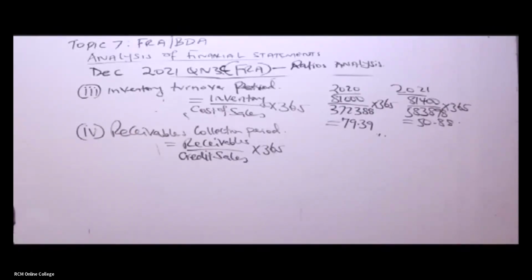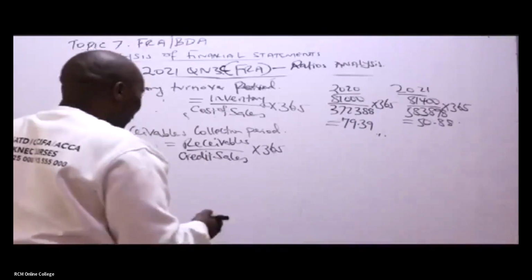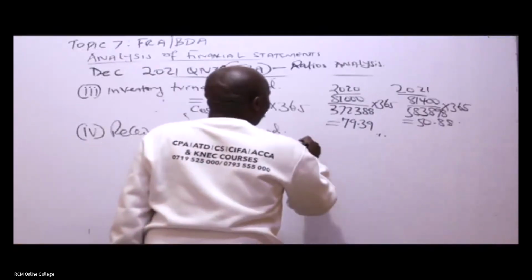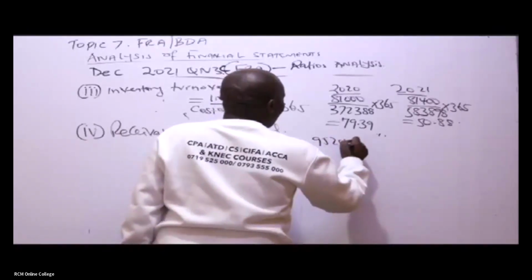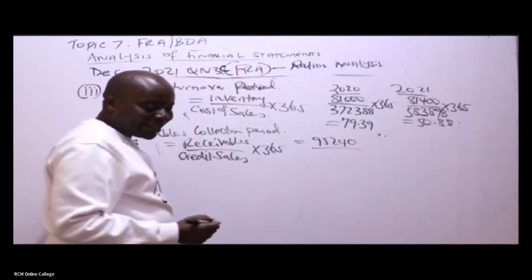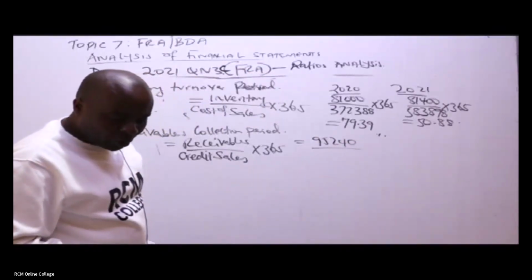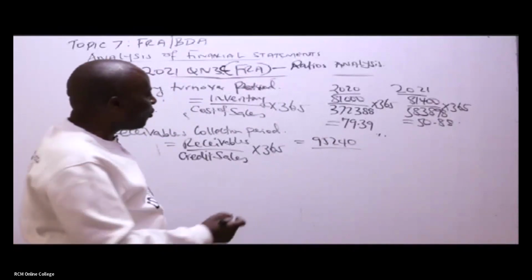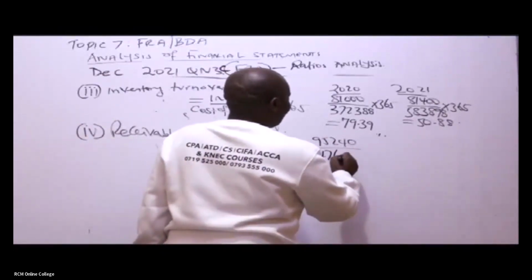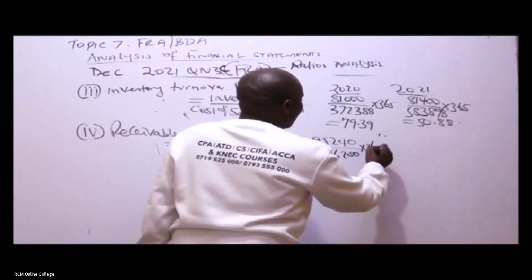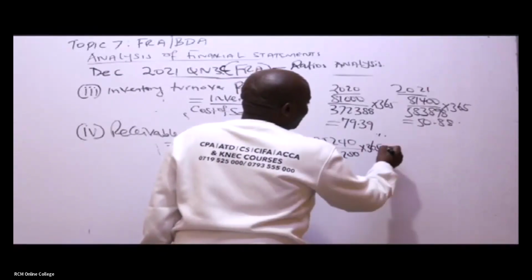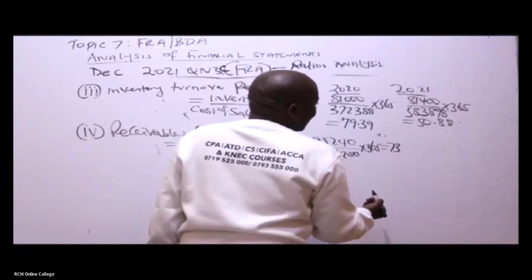So remember, in terms of receivable days or receivable collection period, you take the receivables. I can see there in 2021 we had 95,240. 95,240 divided by the entire sales, which happens to be on credit, 476,200, times 365. So this one will end up giving us 73 days.